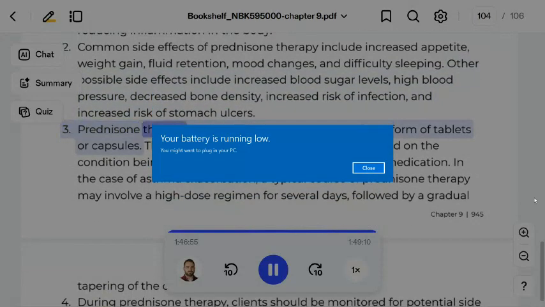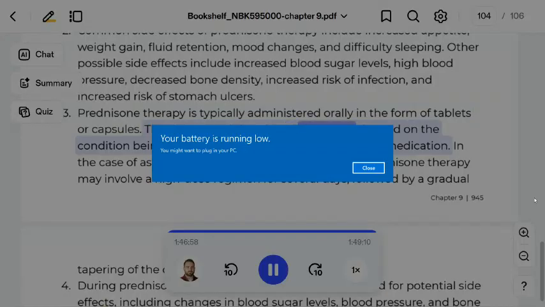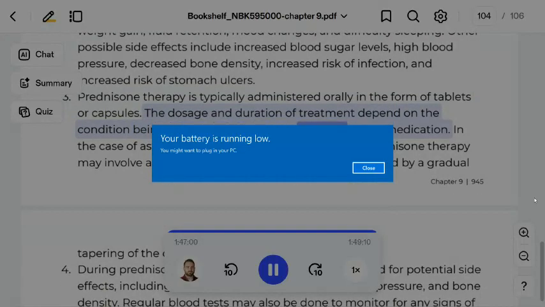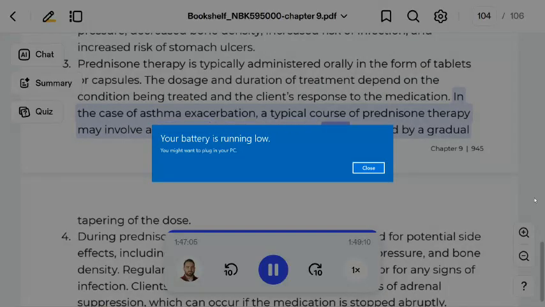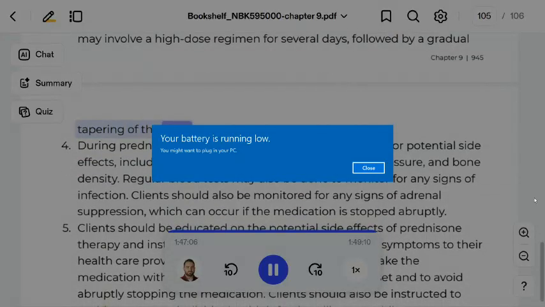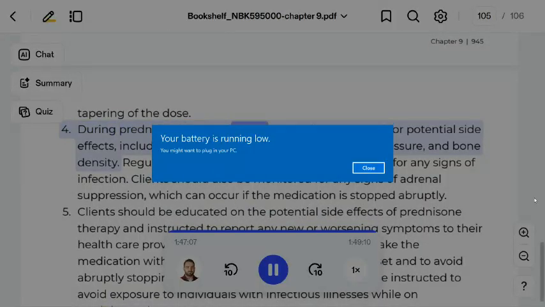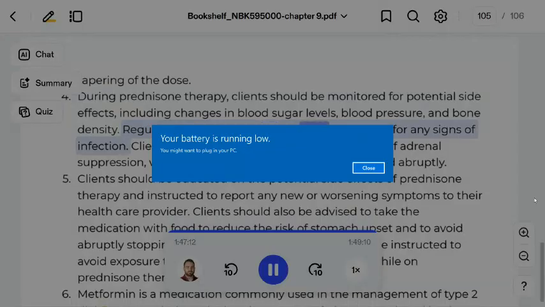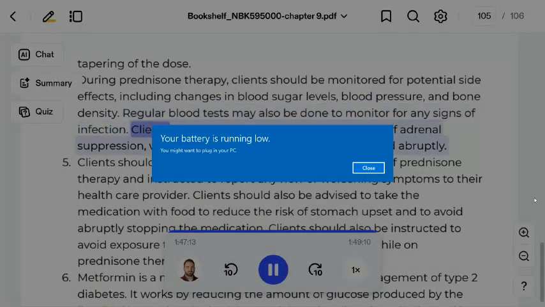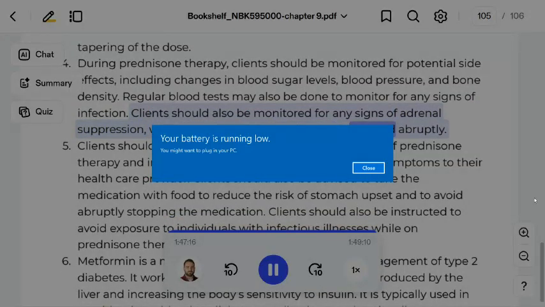3. Prednisone therapy is typically administered orally in the form of tablets or capsules. The dosage and duration of treatment depend on the condition being treated and the client's response to the medication. In the case of asthma exacerbation, a typical course of prednisone therapy may involve a high-dose regimen for several days, followed by a gradual tapering of the dose. 4. During prednisone therapy, clients should be monitored for potential side effects, including changes in blood sugar levels, blood pressure, and bone density. Regular blood tests may also be done to monitor for any signs of infection. Clients should also be monitored for any signs of adrenal suppression, which can occur if the medication is stopped abruptly.